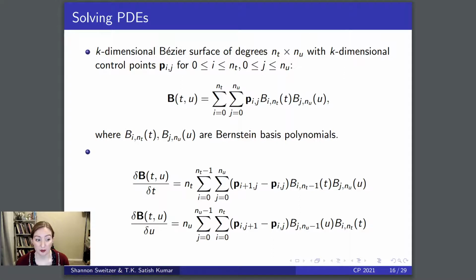That is, the partial derivative of a Bezier surface is another Bezier surface, with control points given by the formulas below. They are also contained in the convex hull of their control points.